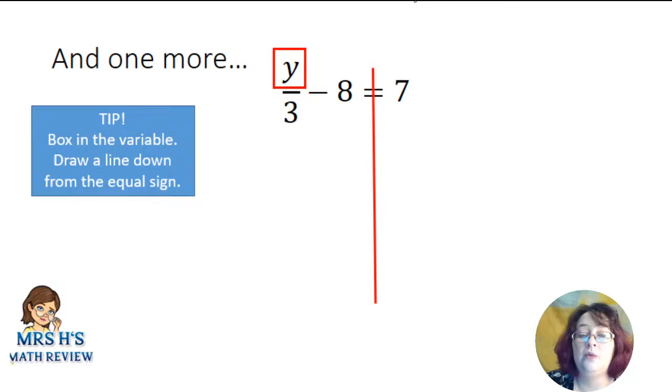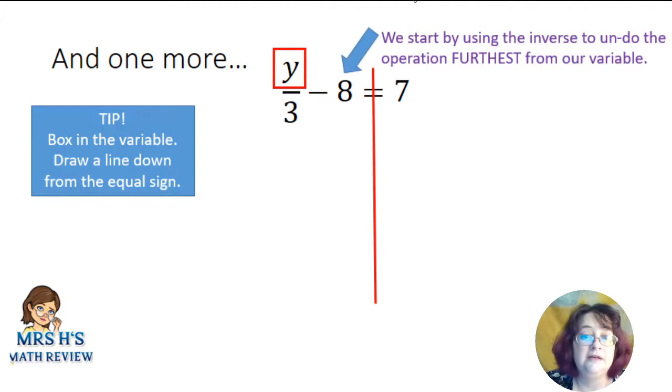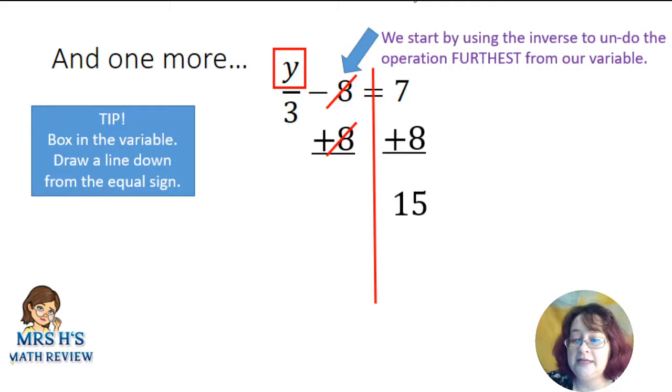I want to start with what's furthest away from my variable. The fraction line and the fraction bar and 3 are right there with it. So I want the minus 8. That's the furthest away. So opposite of subtraction is addition. So I need a plus 8. What I do on one side, I got to do on the other. My 8's cancel out, thanks to the inverse operations. On the other side, 7 plus 8 is 15.